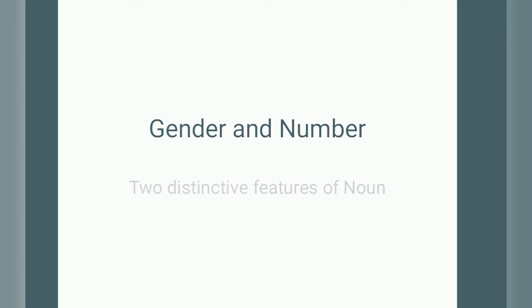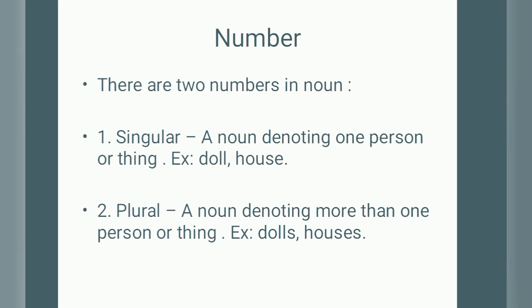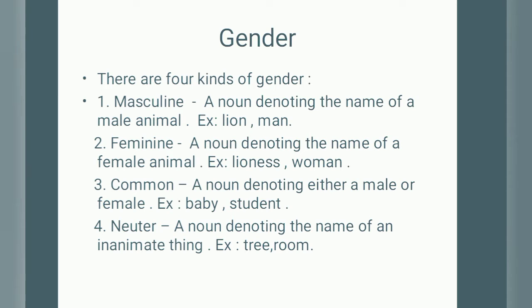Today I am going to talk about two very important topics that belong to the part of speech noun. Today we will talk about two distinct features of noun. These are gender and number. Firstly, I would like to talk about gender. There are four kinds of gender. These are masculine, feminine, common and neutral gender.